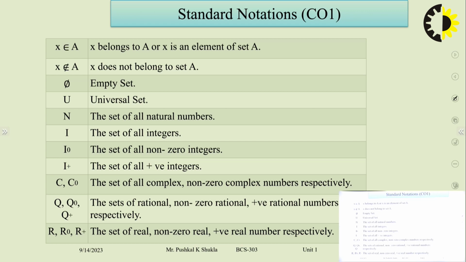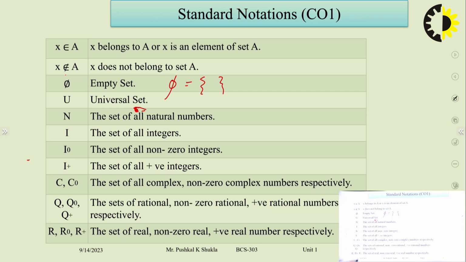Now the standard notations used in set theory. X is an element of A. This is element of A, belongs to A, there exists X in A, membership of A. All are synonyms. This other symbol means X does not belong to set A. This is phi, that is the empty set. It means a set having no elements, and it is written this way. Phi, and in some cases it is written like this.